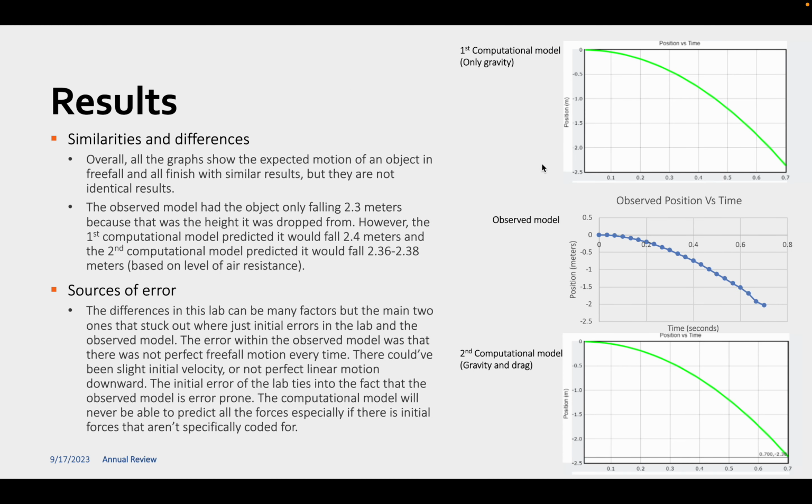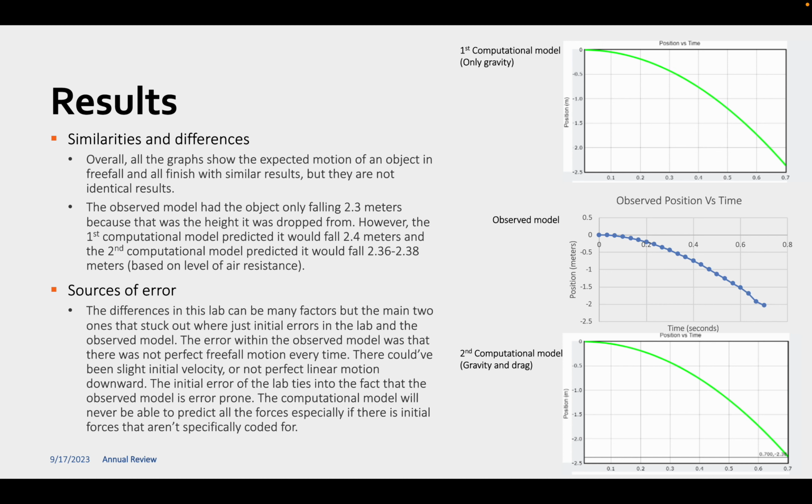So as you can see, all three position versus time graphs are very similar. The only difference is in the displacement, which makes sense because the computational model doesn't know that the floor is there. So the displacement over the time interval will really tell the difference in the forces acting on it. The observed model only fell 2.3 meters since that was the height of the door. However, the computational model with only gravity predicted 2.4 meters. So obviously it's not accounting for another force upward that's making the object fall less distance.